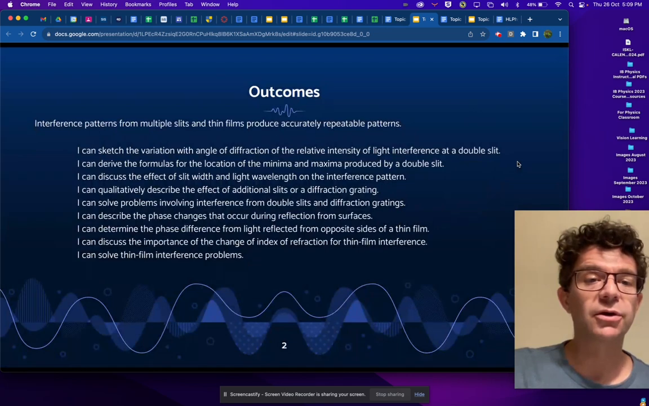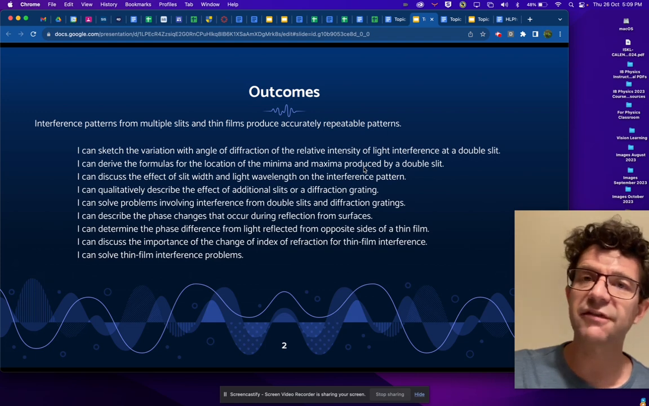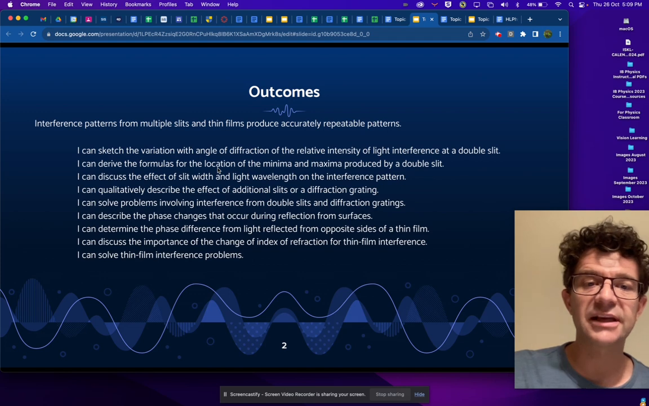In terms of what we're looking at for outcomes, we're hoping to do something very similar to what we did with diffraction in topic 9.2, which is to understand where the pattern of maxima and minima is coming from. It's a different pattern for a double slit than for a single slit, but a similar derivation to explain it. We'll want to understand how slit width and spacing and the wavelength of the light affect that pattern, and look at the impact of diffraction and multiple slits on the double slit pattern.